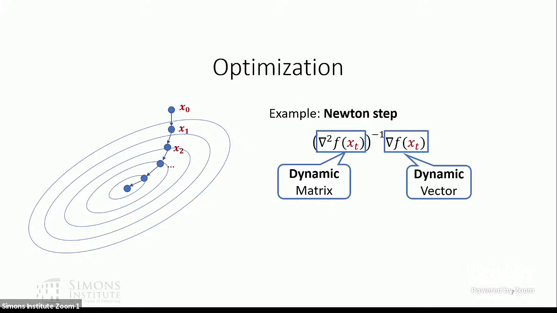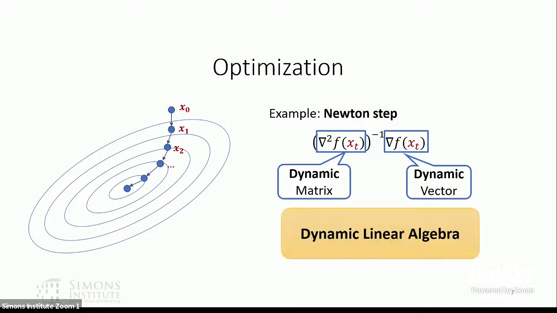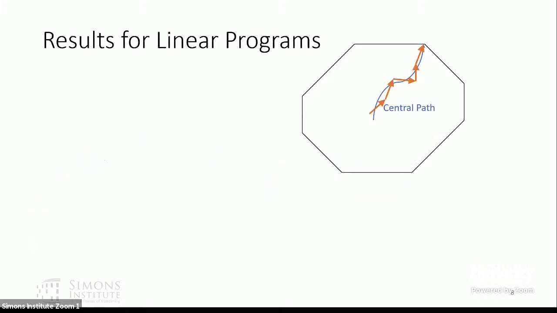So this really is just the dynamic linear algebra problem, because you have to solve a linear system, but the linear system keeps changing over and over again. And yeah, using dynamic linear algebra techniques, we're then able to speed up things like Newton steps a bit. So let's talk about some results for linear programs using this technique.